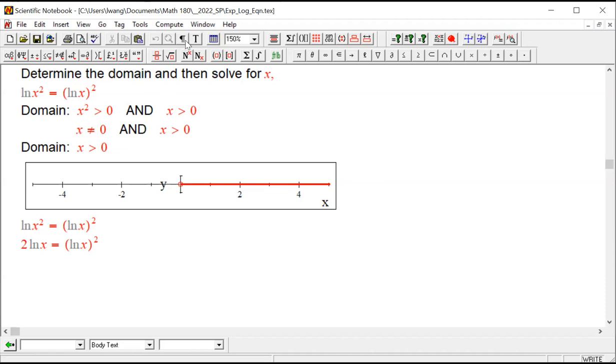Okay, so we're gonna let u equals to ln x. We're gonna do a substitution. So when u is introduced, we have 2 times u equals to u squared, right? And we're gonna solve this equation. We got u squared minus 2u equals to 0. Factor: u times u minus 2 equals to 0.